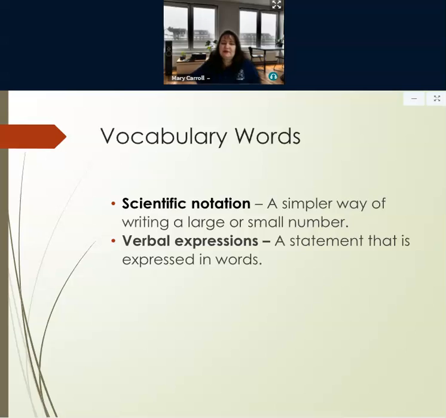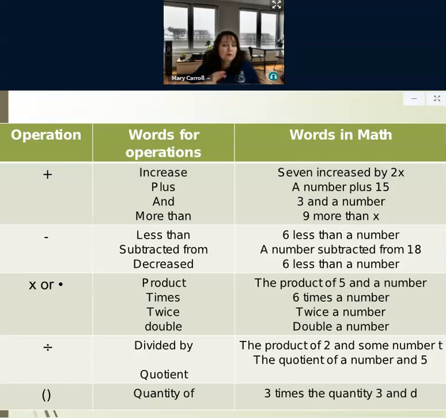Okay, and today we're going to be doing a couple of vocabulary words, scientific notation. Hopefully you've heard of that. It's a simpler way of writing larger and smaller numbers. Verbal expression is a statement that is expressed in words. Okay, we're going to review really quick. Remember some of our operations.